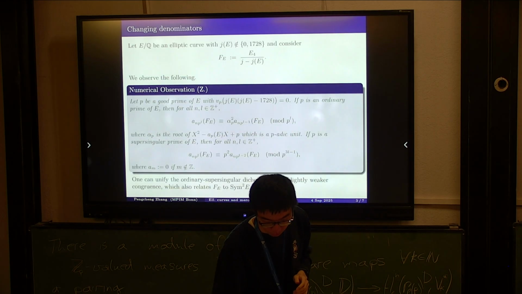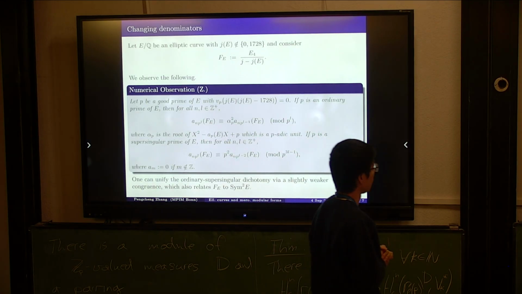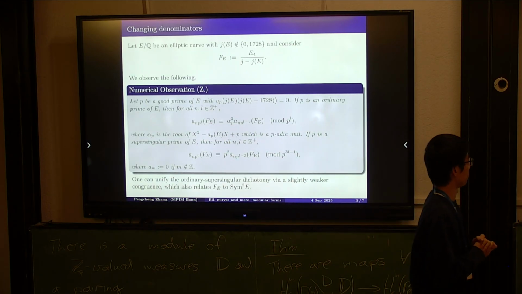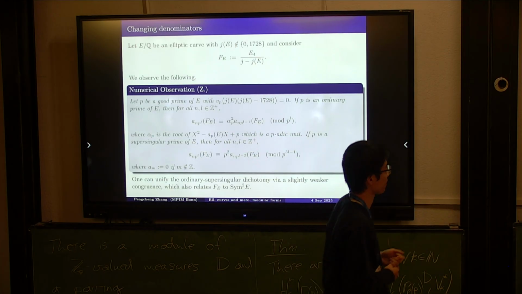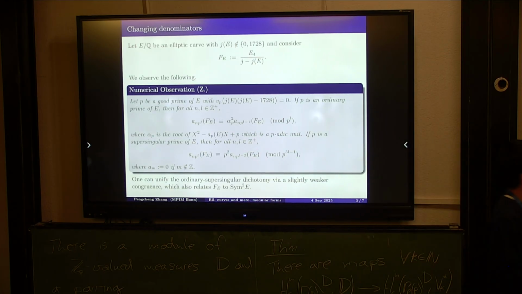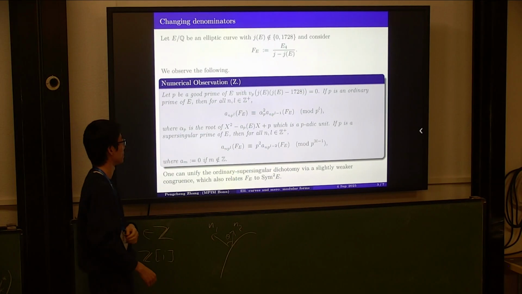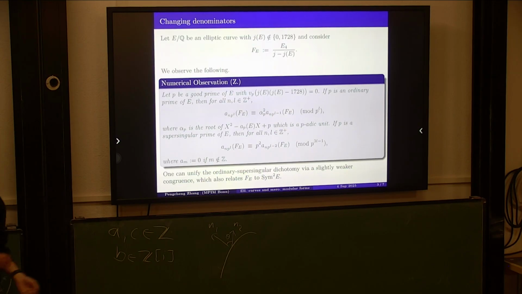And here we could also do that if we are willing to separate the cases of ordinary primes and supersingular primes. You can also see that at supersingular primes you obtain very high congruences, like high prime powers. On the other hand, there is also a different perspective that can unify this ordinary and supersingular dichotomy, but via a slightly weaker congruence.